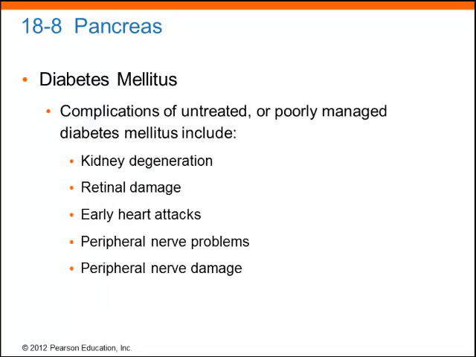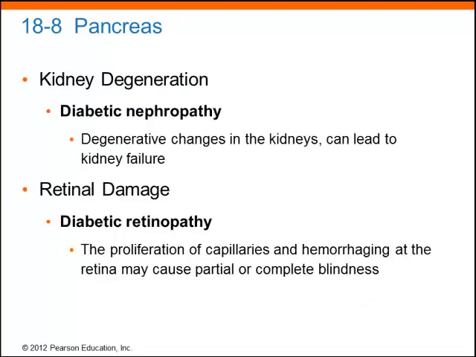So some of the complications of diabetes mellitus: the kidneys degenerate, the retina degenerates causing blindness, the heart suffers mostly because of vascular damage in the heart. You have both nerve problems and vascular problems. So in the kidneys we have diabetic nephropathy. Nephro means kidney. In the retina it's diabetic retinopathy.